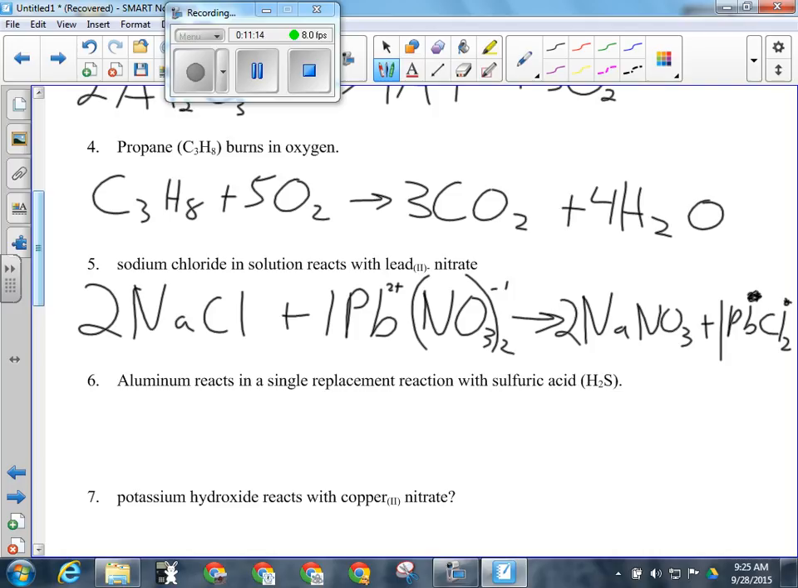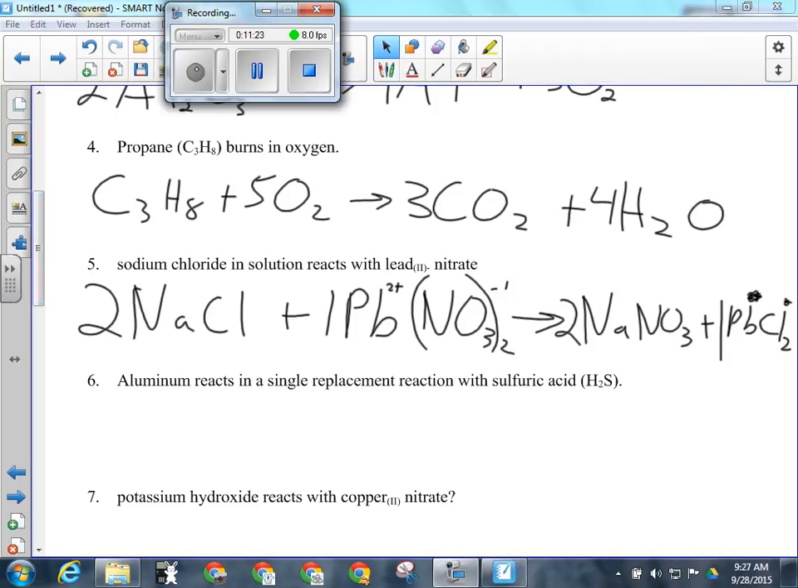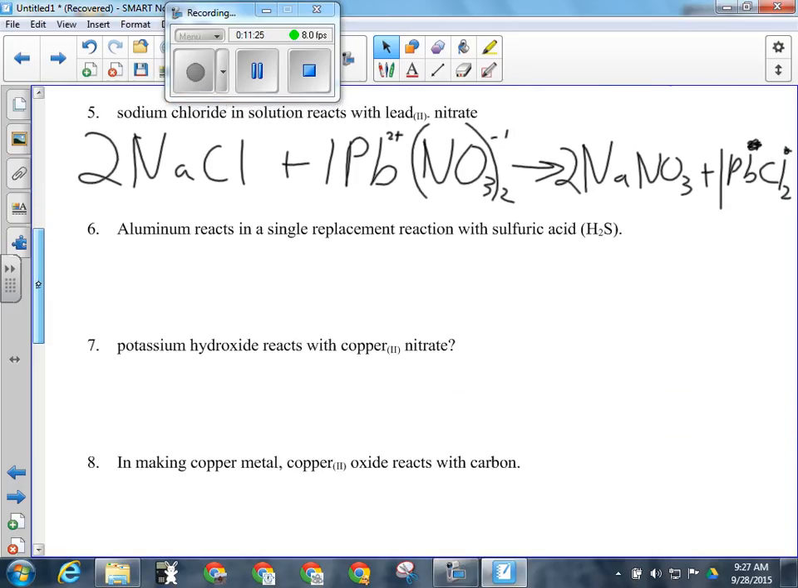Give you a few more minutes here on 6. Okay, so let's have a look at number 6 here. I've got aluminum that reacts in a single replacement reaction with sulfuric acid. Again, something I would not give you right on a unit exam. I would not tell you the reaction type because that's pretty much a giveaway.